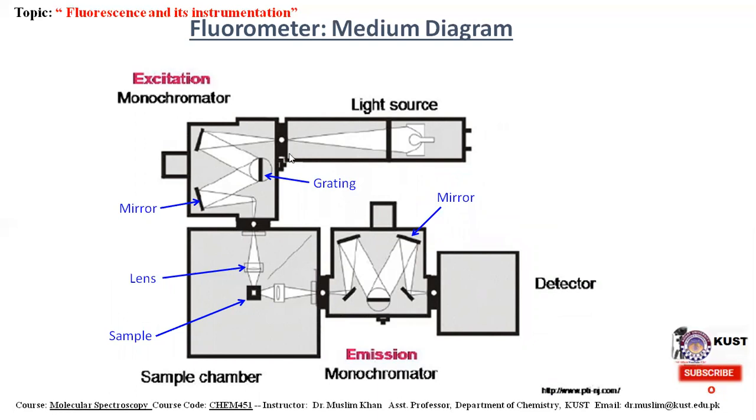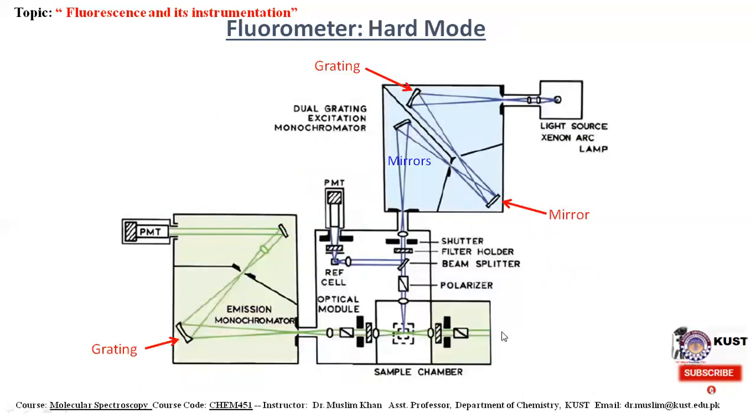And then this is the excitation monochromator, then these lenses and sample, and then this is the emission monochromator, and then the photomultiplier tube detector. This one is giving you the more detailed view, the hard mode of a fluorometer. First of all, look at this light source, the xenon arc lamp.